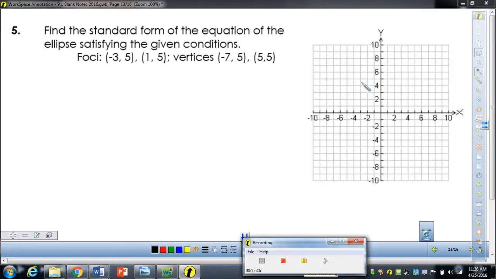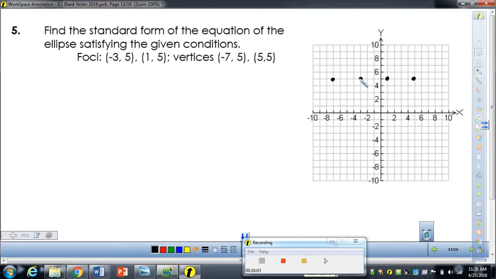So the foci are at -3, 5 and 1, 5. And then the vertices are -7, 5 and 5, 5. So the ellipse is going to pass through our vertices. It's going to be something like this. We're not going to draw it because we just don't know how tall it's going to go, how high up or how low it's going to go.